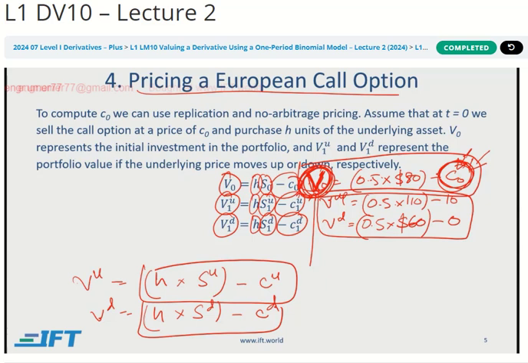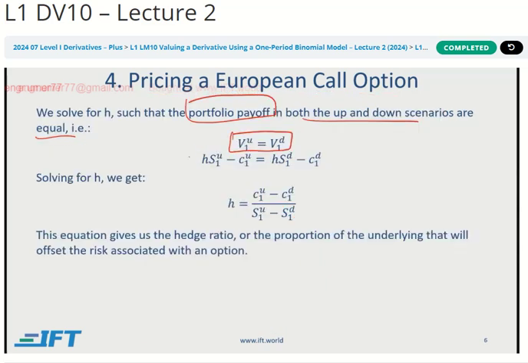Now let me take you back to the next slide, and that is what you see over here, that they have made HS up minus C up is equal to HS down minus C down. And then they solve for H by making H the subject of the equation. So what they have done is, first they are taking this to the other side. So HS up, and they are bringing this to this side.